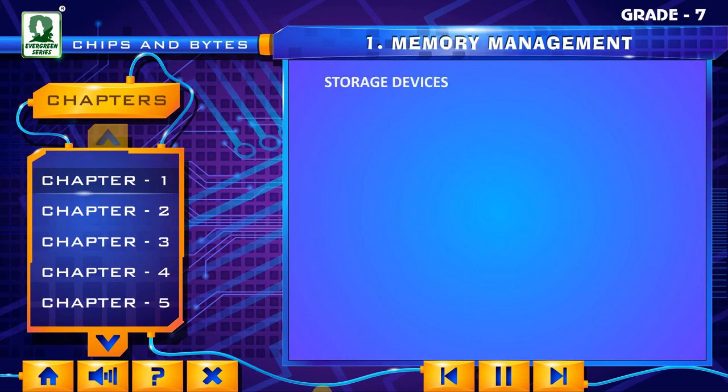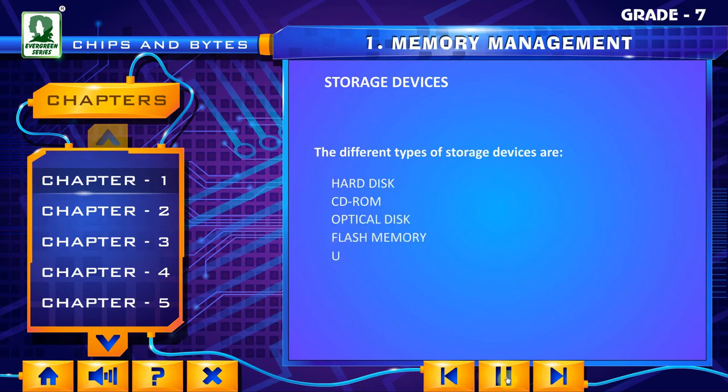Storage devices. The different types of storage devices are hard disk, CD-ROM, optical disk, flash memory, USB drive, removable hard drive, smart cards, and optical cards.